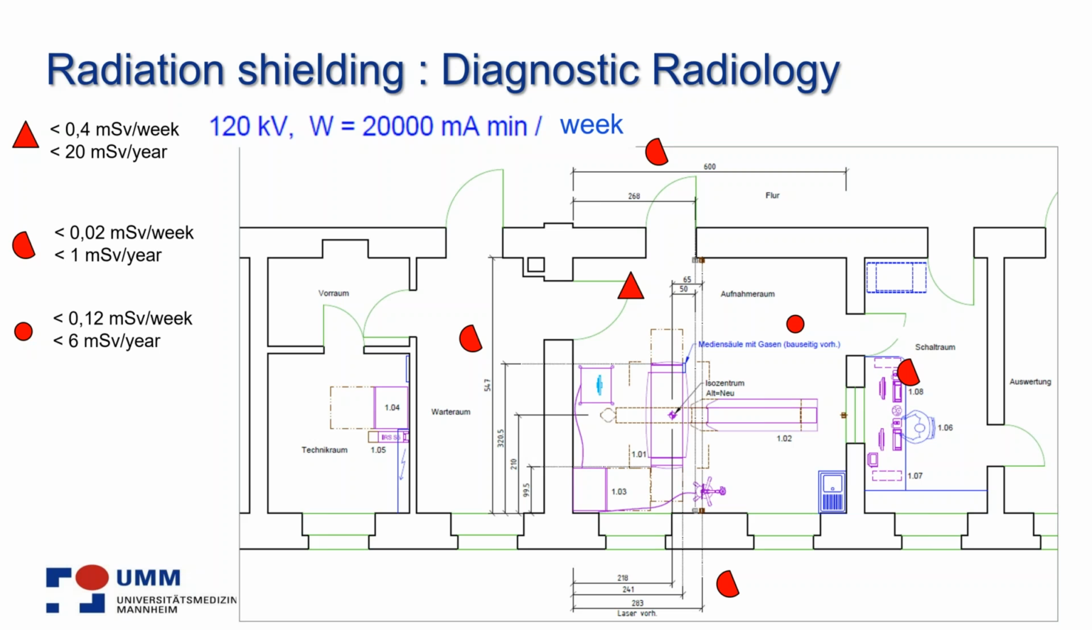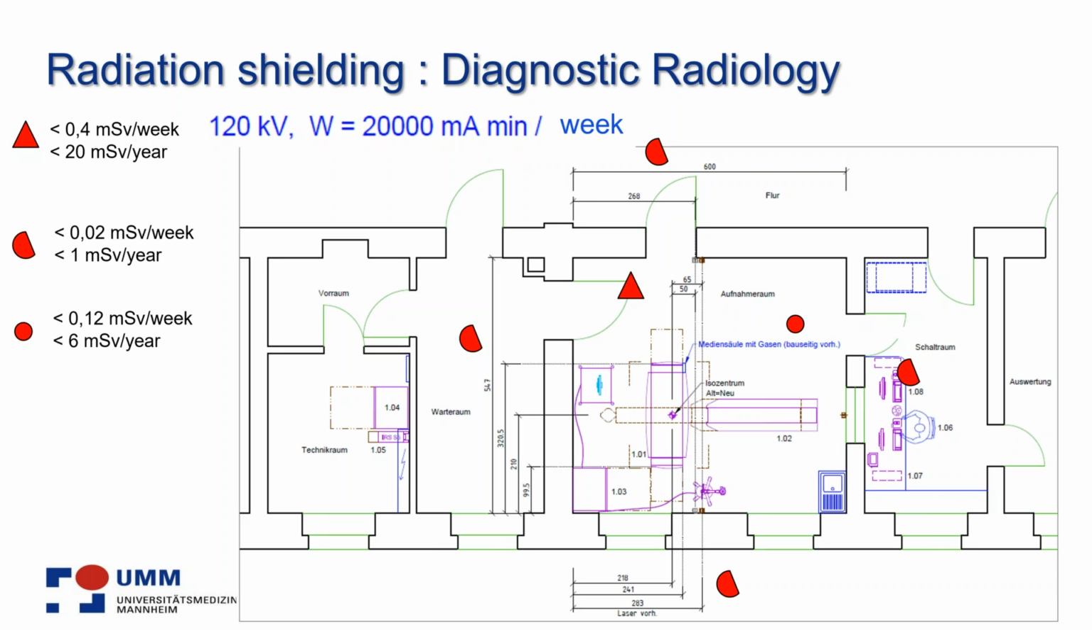This is a layout of a typical CT scanner. You see this CT scanner here in the middle. And you see in this green area there are windows, and this is prior to the installation of the scanner. You have a calculation where you specify that in certain areas you will be below the limit values, and the radiation protection has to achieve these values.